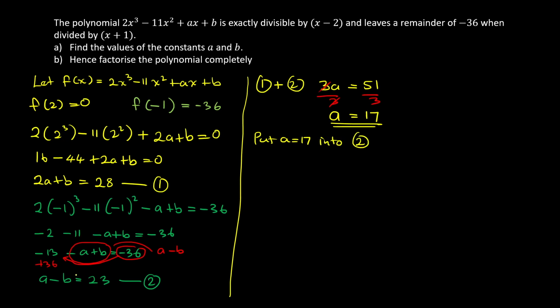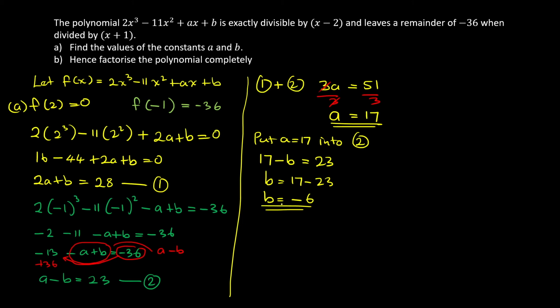All right, now this equation. So a is 17. 17 minus b is equal to 23, and that makes b equal to 17 minus 23, or b is equal to minus 6. So now we've solved question a. So this whole thing is question a, yeah? Then we have solved it: the value of a and the value of b.